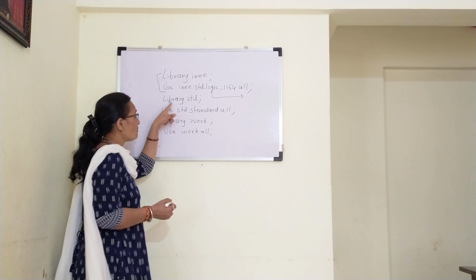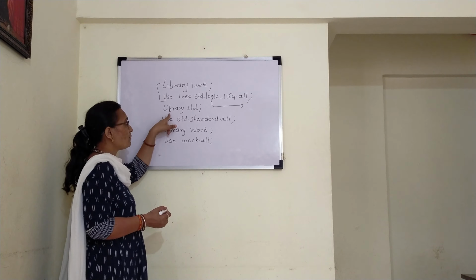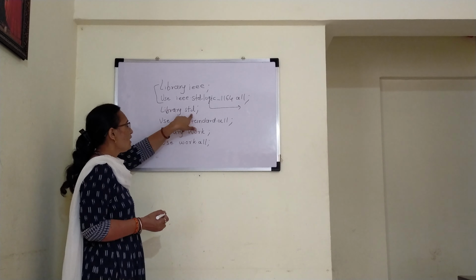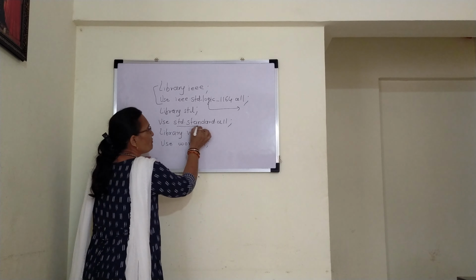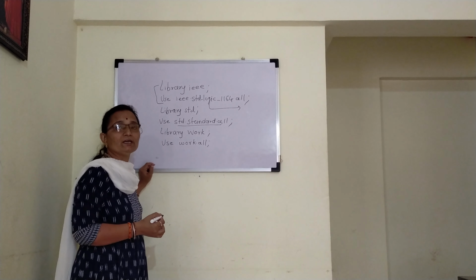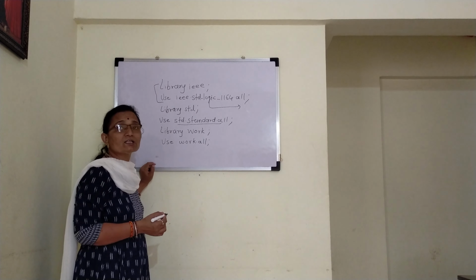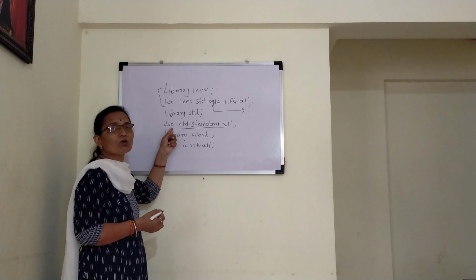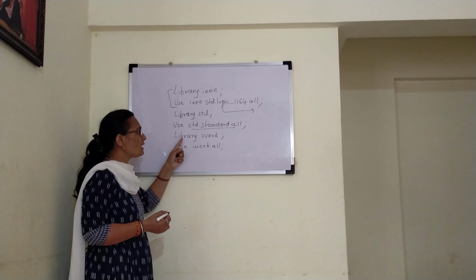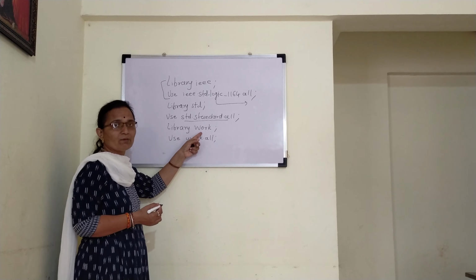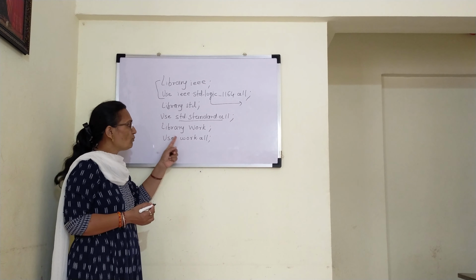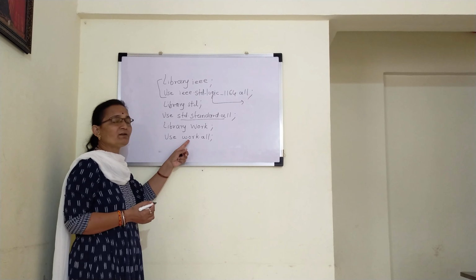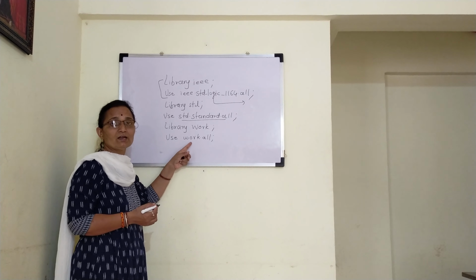And the next one is your library, the standard library. The name of the library is std, and use std.standard.all. This is the package, which specifies what types of data types are used under this library. That's why a use clause is mentioned. Similarly, for the library work, work is the name of the library and its use clause is mentioned here. work.all means whatever data types are related to work are mentioned under that.